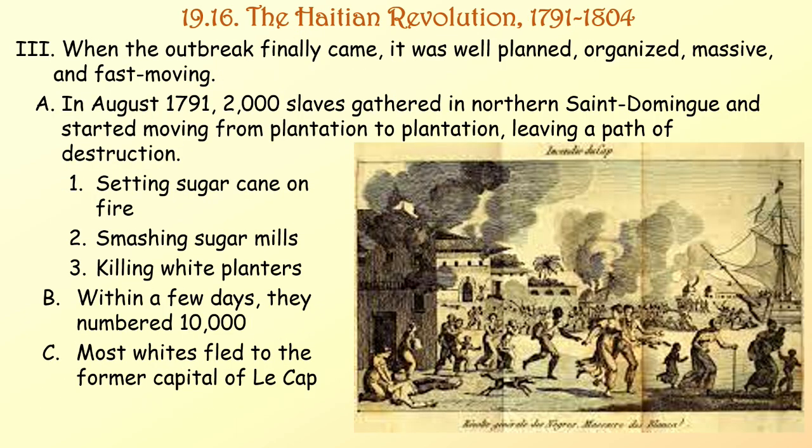When the outbreak finally came, it was well-planned, organized, massive, and fast-moving. In August 1791, 2,000 slaves gathered in northern Saint-Domingue and started moving from plantation to plantation, leaving a path of destruction in their wake, setting sugarcane on fire, smashing sugar mills, killing white planters. Within a few days, they numbered 10,000. Most whites fled to the former capital of Le Cap.